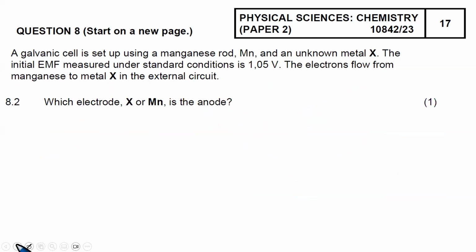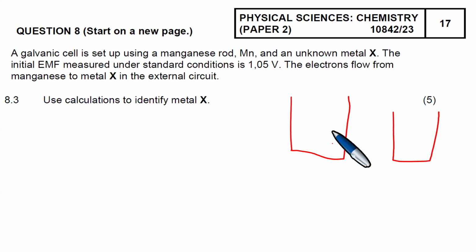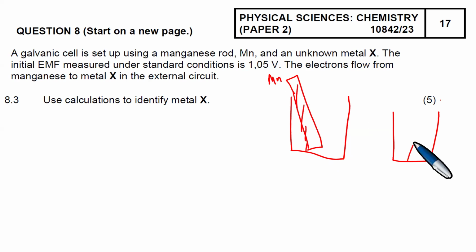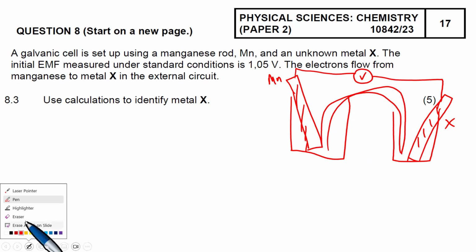Use calculations to identify metal X. The question is, what is this metal X? You take a beaker like this, you take another beaker in the chemistry lab, and you put your manganese rod here, and then you put your metal X here, and then you put your voltmeter like this. You put them like that.